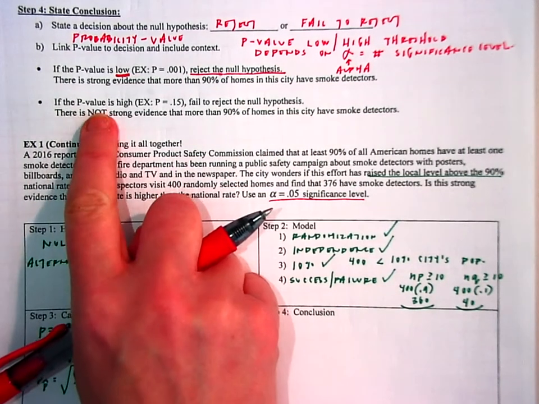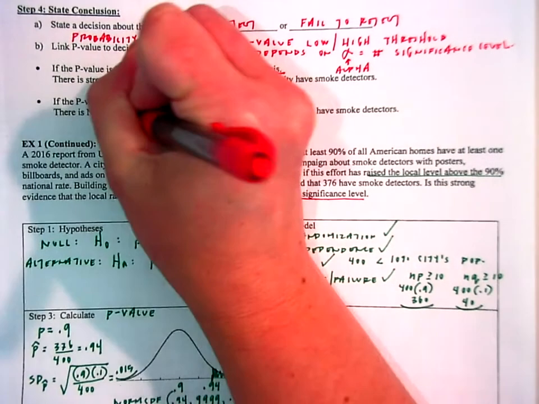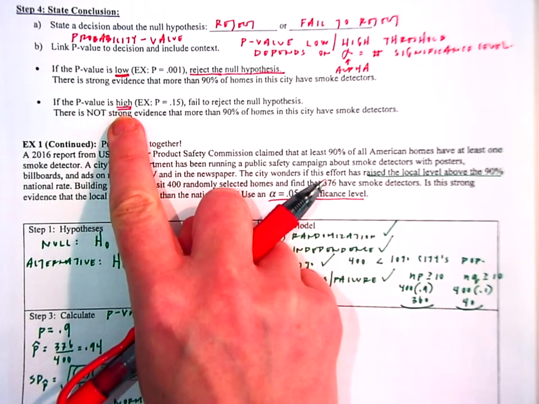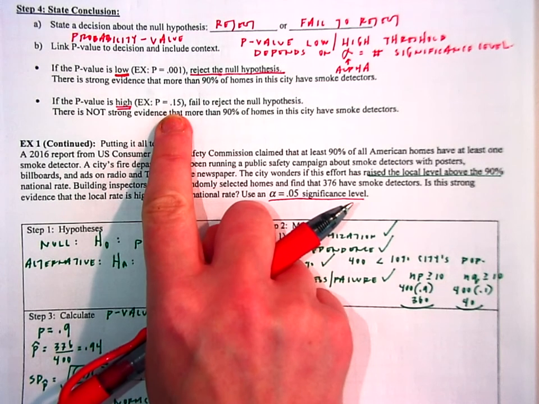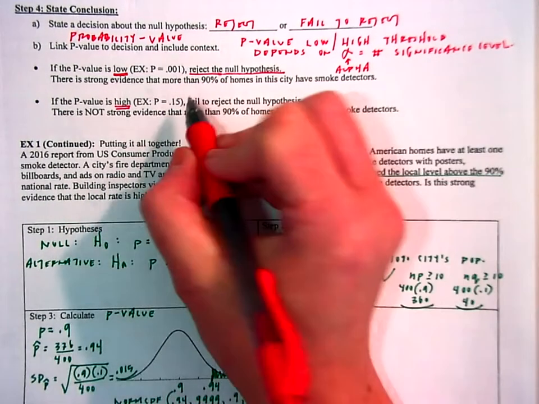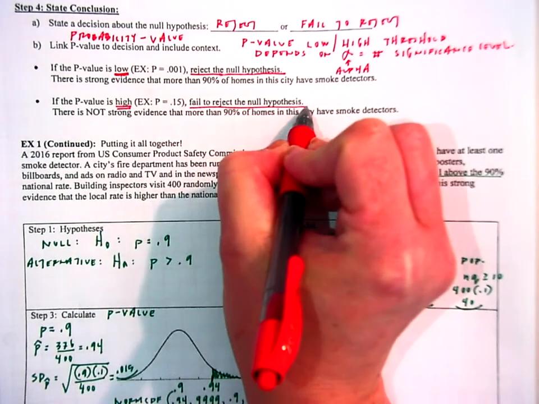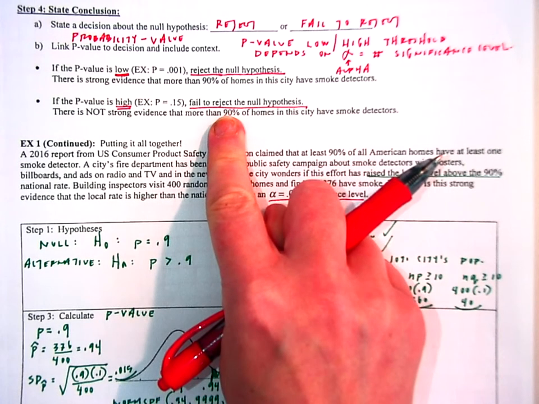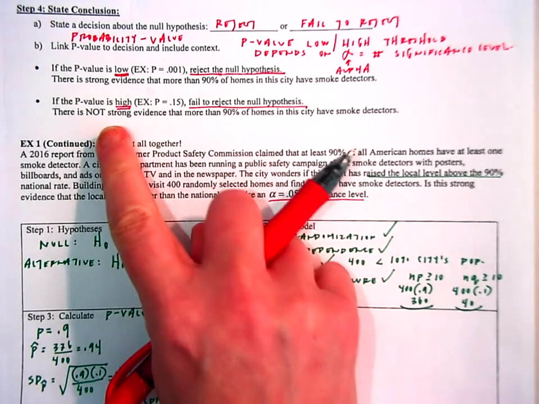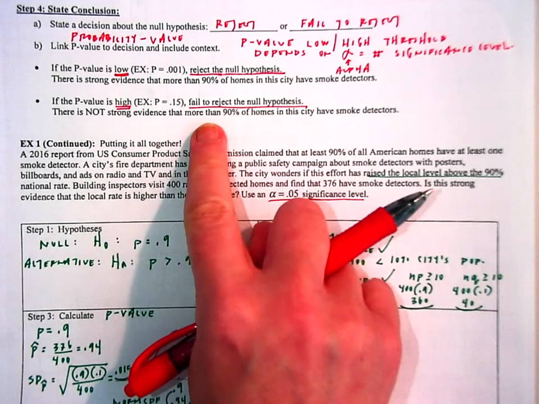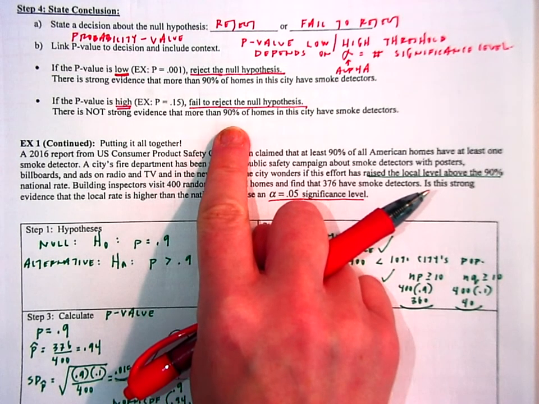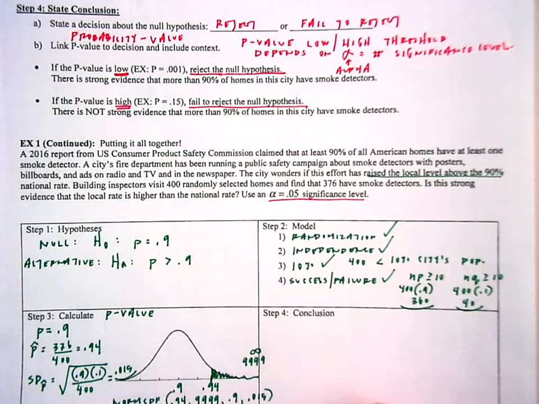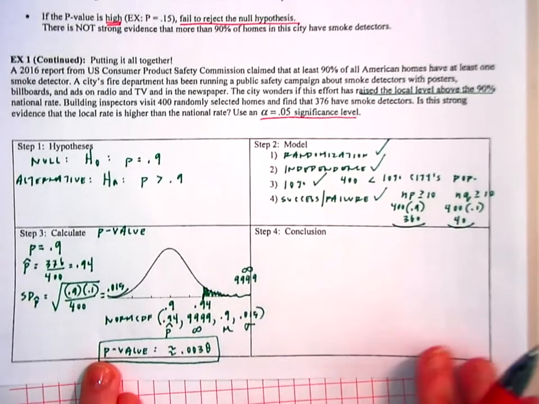If the p-value, probability value, is high, again, higher than that threshold we set at 0.05, our alpha significance level, so here we're saying, for example, 0.15, then we would fail to reject the null hypothesis. We're saying that outcome is not so unusual. We are not seeing strong evidence that something has changed, that more than 90% of homes in the city have smoke detectors. So let's go back and answer our question that was posed here.